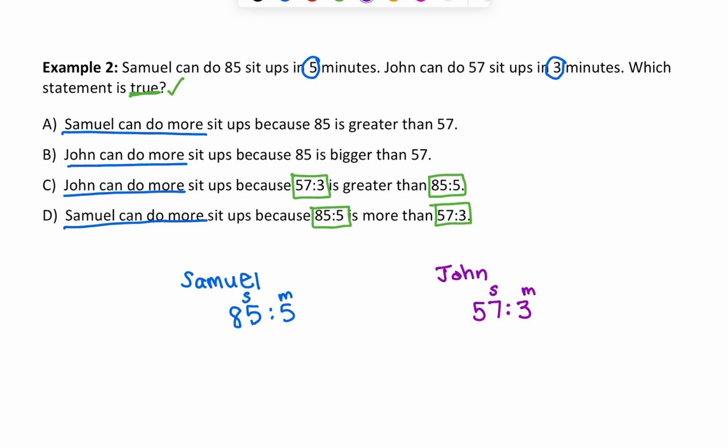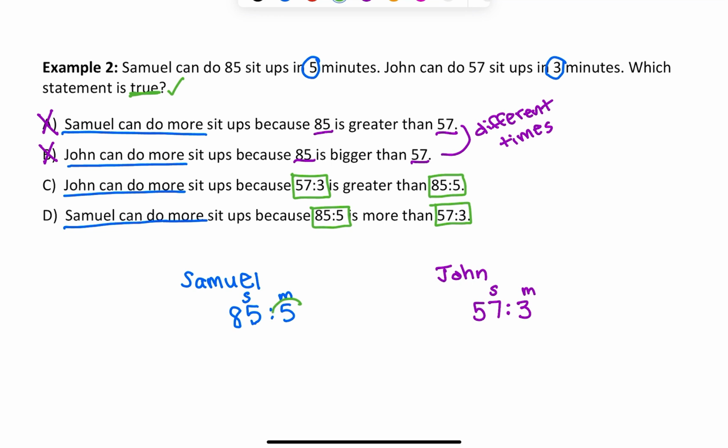So now for us to compare, we have to have the same amount of time. Because in A, it says Samuel can do more sit-ups because 85 is greater than 57. Again, that doesn't matter because they were different times, so we can't say that. And I can't say that in B either. We cannot compare just 85 and 57 because those both had different amounts of time, so that's not fair. Okay? So now, we want the same amount of time for both people.